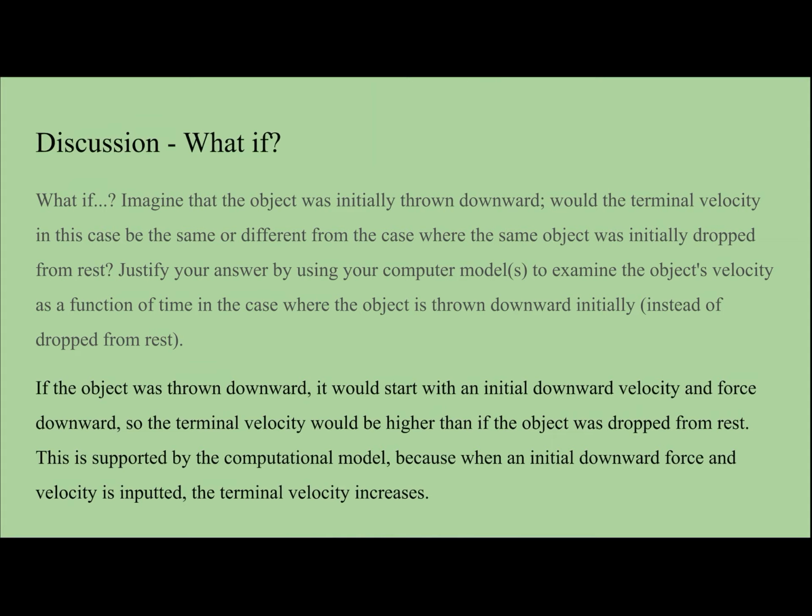So if the object was initially thrown downward, the terminal velocity would be different from when the object was dropped, because it would start with initial downward velocity and downward force, so the terminal velocity would be higher than if it was dropped from rest. And this is supported by the computational model because when initial downward force and velocity are input into the program, the terminal velocity increases.